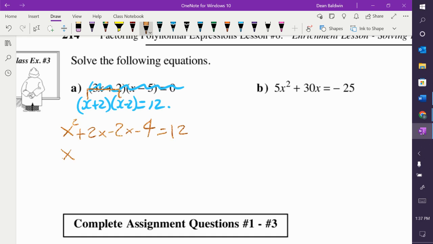Okay, so she's foiling it out. It's a difference of squares, so you're going to get x squared minus 4 is equal to 12. There we go. Okay? Everybody understand that? So we just got rid of the brackets. And now we're going to move this 12 to this side because we always want it to equal 0. All right? So you subtract 12 from both sides, and you get x squared minus 16 is equal to 0.